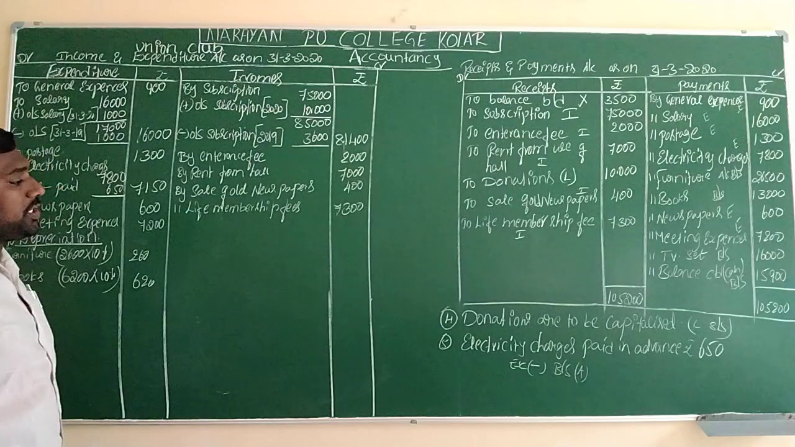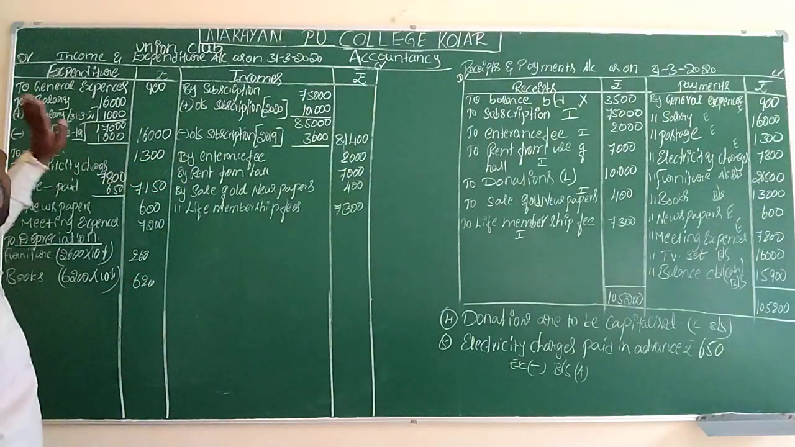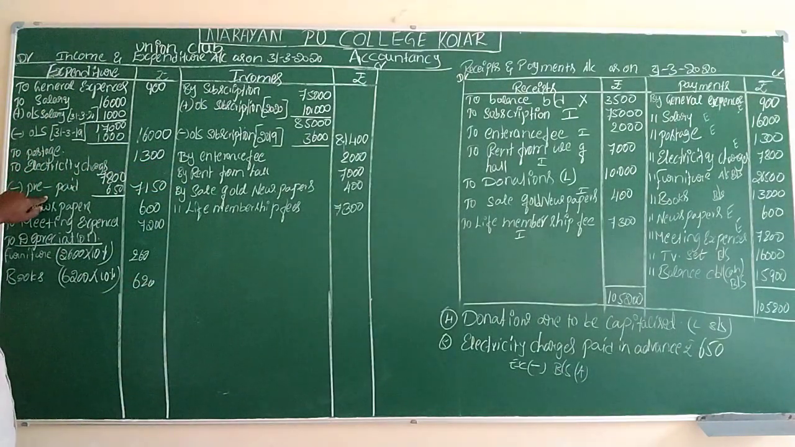Adjustment number 4, donations are to be capitalized. Adjustment number 5, electricity charges paid rupees 650 already, we have to deduct it from the expenses as prepaid.